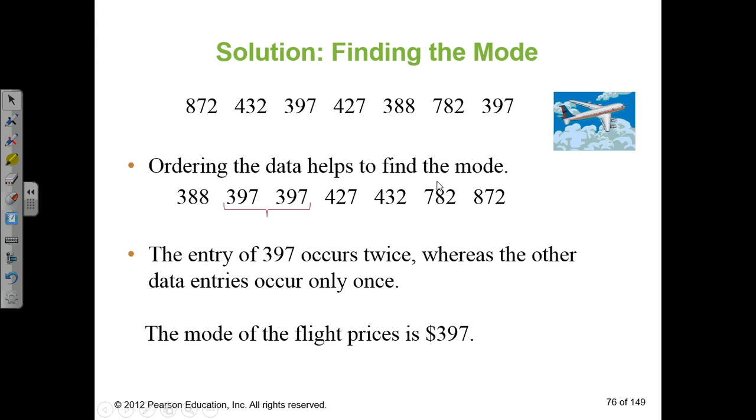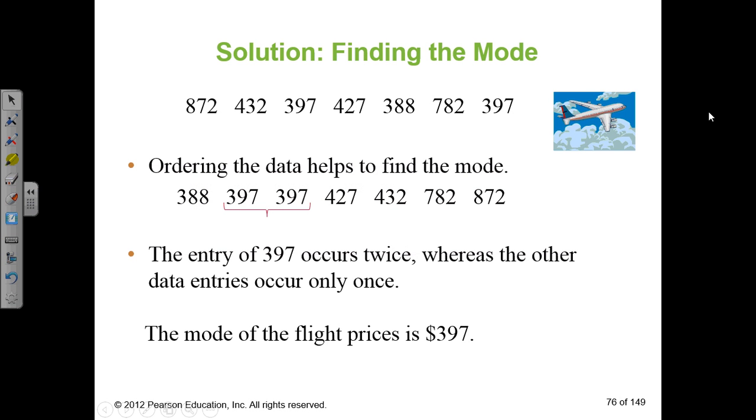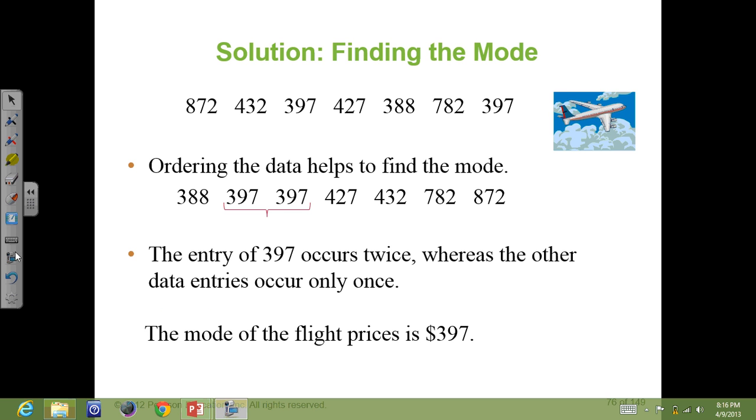Mode is mostly used with qualitative data. It is the least informative between the mean, the median, and the mode. The mode is the only one that can be used with qualitative data. The mean and the median must have quantitative data or numeric data, and the mode is used with qualitative data most often.